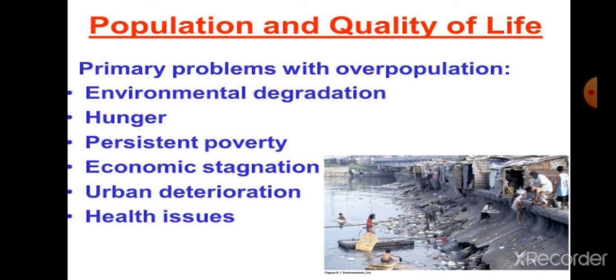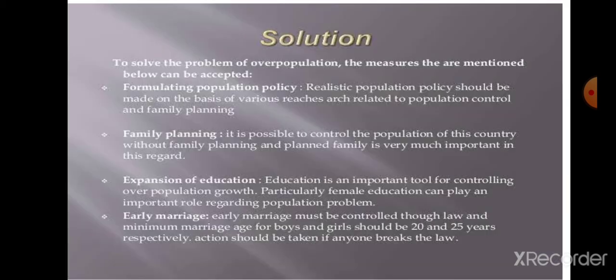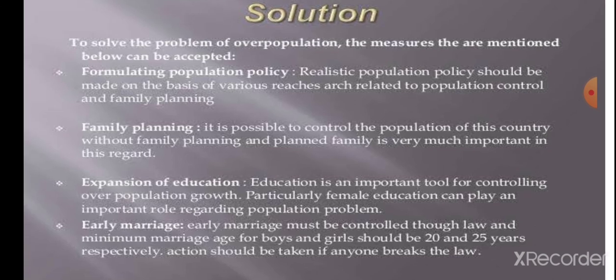Urban deterioration: the urban population will increase compared to the rural population. Health issues: medical facilities are also not available to all the people in the country. So we can face environmental degradation, hunger, persistent poverty, economic stagnation, urban deterioration, and health issues. So how can we solve this overpopulation problem?